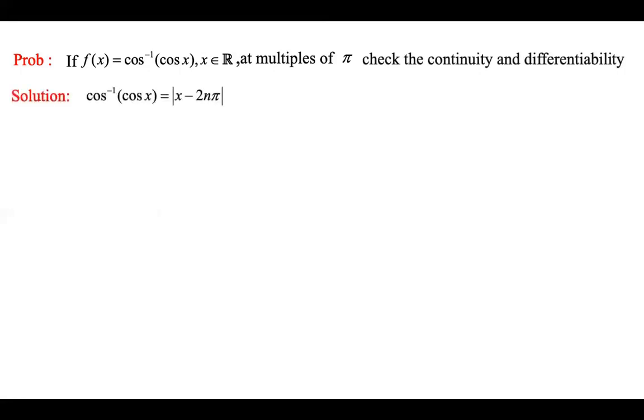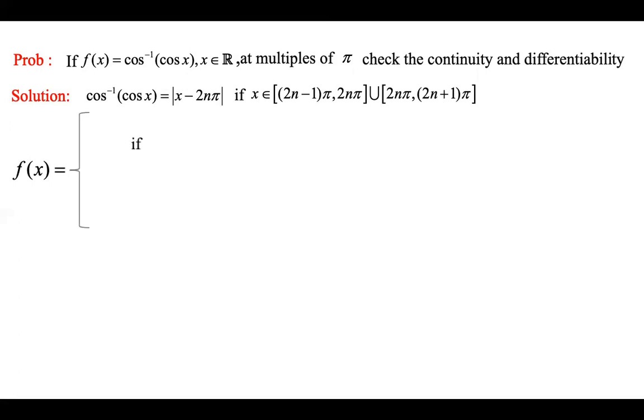So now let us write cos inverse of cos x is modulus of x minus 2n pi, when x is in the interval (2n minus 1) pi to 2n pi, union 2n pi to (2n plus 1) pi. This is the generalized formula for cos inverse of cos x, right? So the pieces of f(x) will be like this when we break it up. When x is in the interval 0 to pi, it is given by x only. When x is in the interval pi to 2 pi, it is 2 pi minus x. When x is in the interval 2 pi to 3 pi, it is x minus 2 pi, like this.